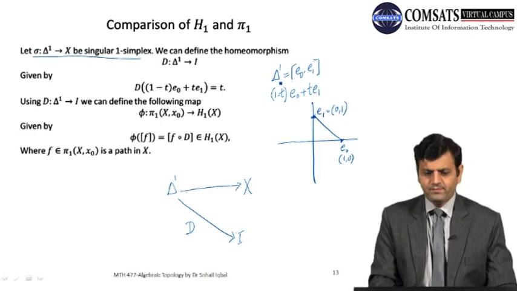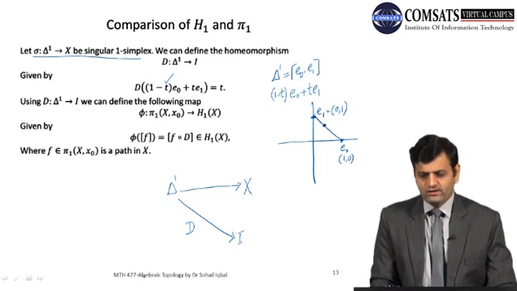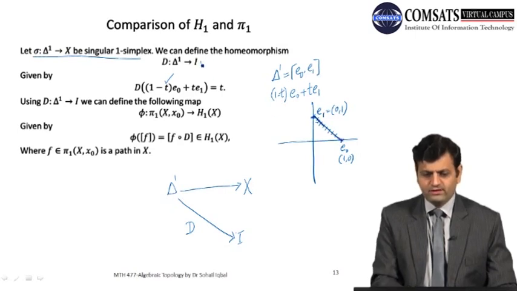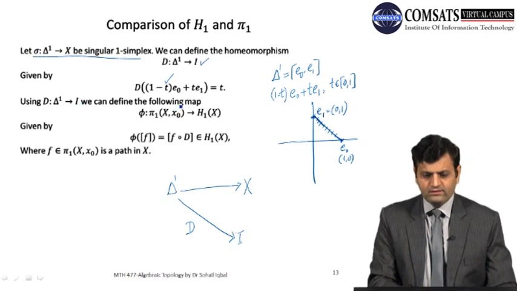Now we can define this map d from the standard one simplex to I in the following way. Just take this parameter t, and d of this element is equal to the parameter t, because geometrically each and every element on this line segment has some value of the parameter. So we are taking that value of the parameter from that point and mapping it into I. In this case t varies from 0 to 1, so for each and every point we have some value of t, and so we get this map. Using this d from the standard one simplex to I, we can define the following map.